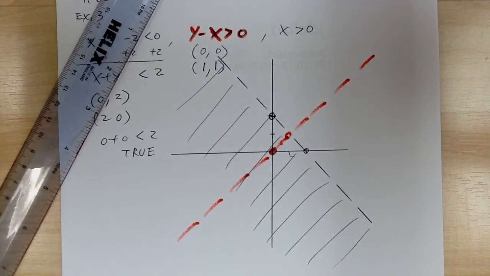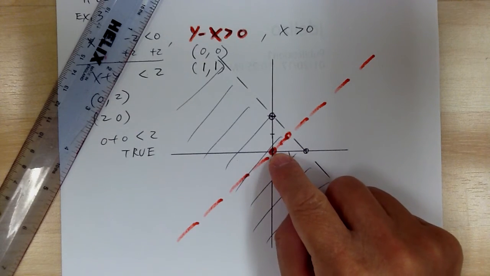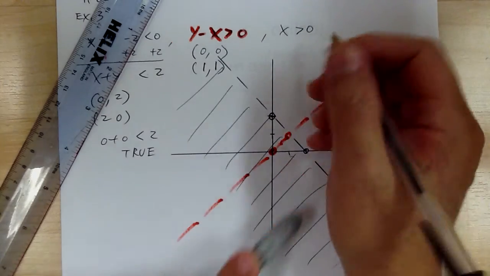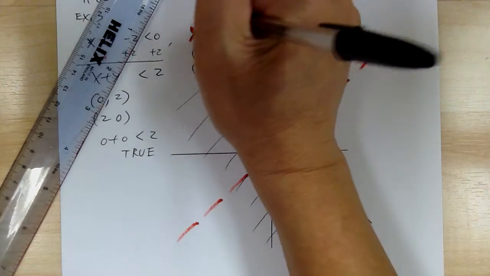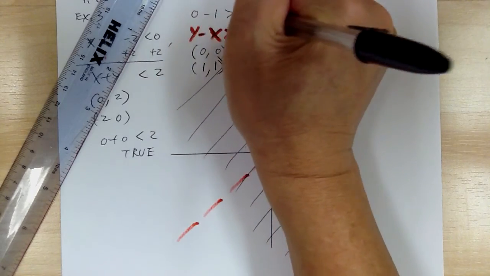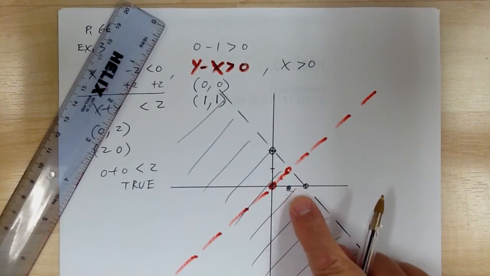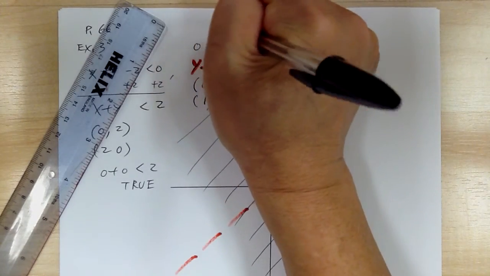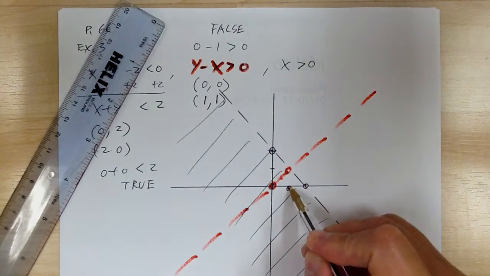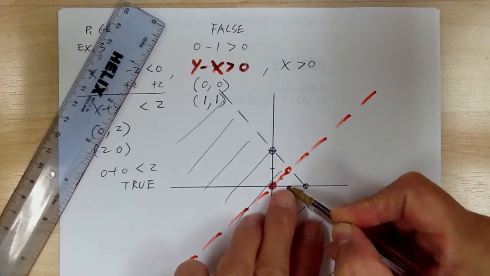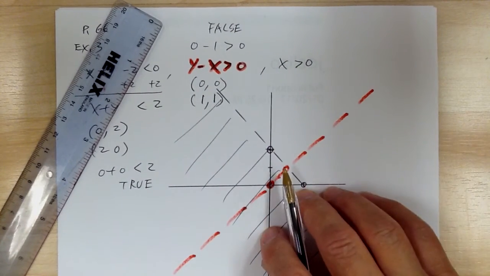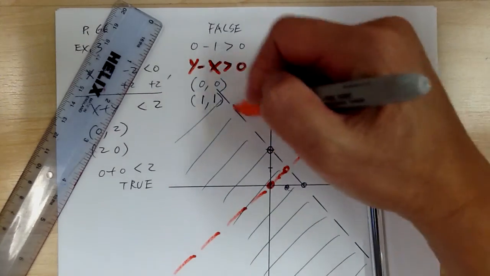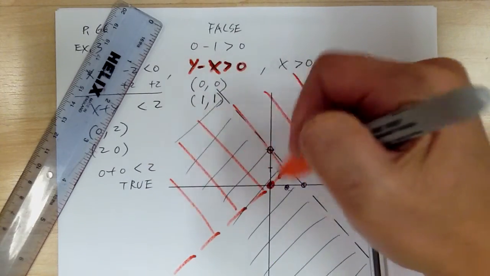Now you have to choose a testing point. Normally 0, 0 is the best, but you cannot because it's on the line. So I'm going to choose 1, 0 as my testing point. So 0 minus 1 is greater than 0? I'm substituting the point here. Negative 1 is greater than 0, so this is false. That means this point is false, so this side is false. That means the other side is true. So your true side would be this side right over here. When you're doing the shading, shade it lightly.